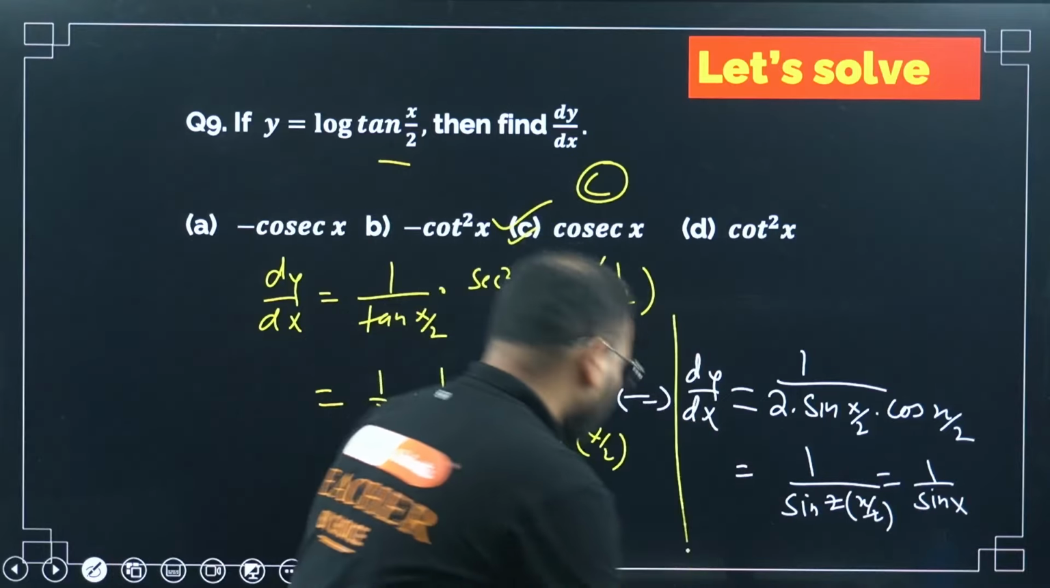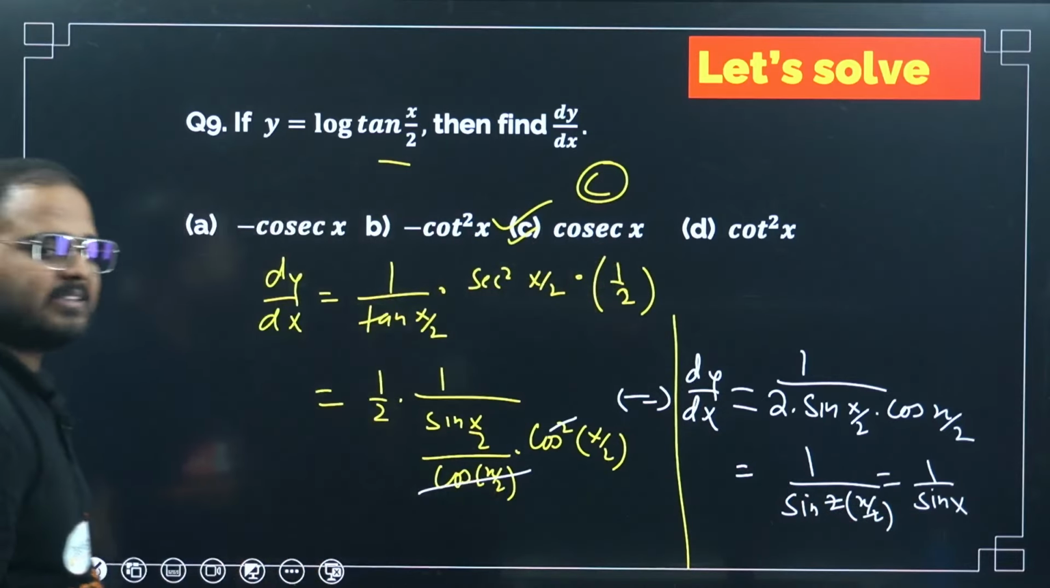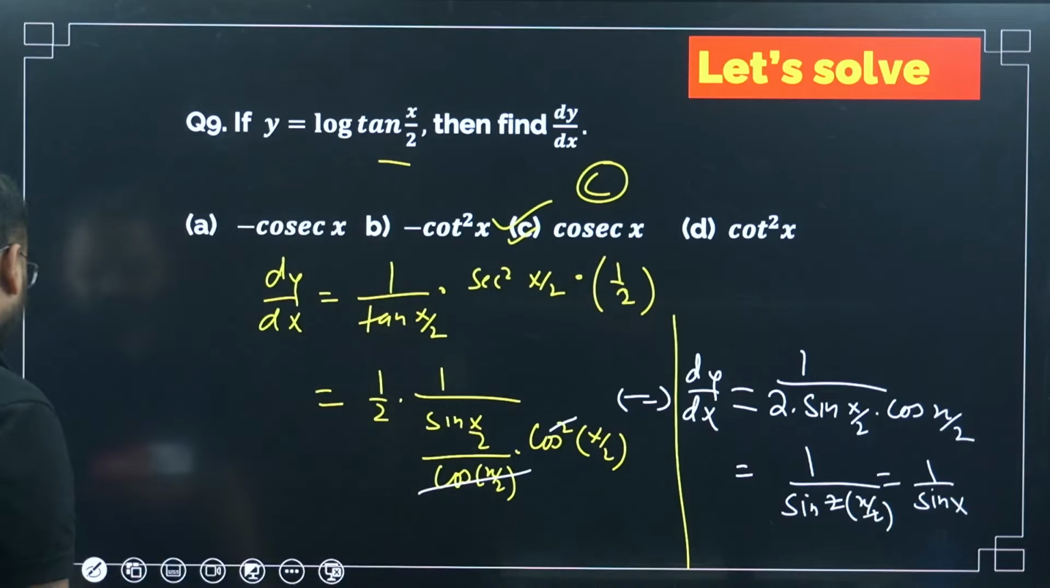Please check here. 1 upon sine x is my dy by dx value. So cosec x is my final answer. I hope this is clear. Very simple question.